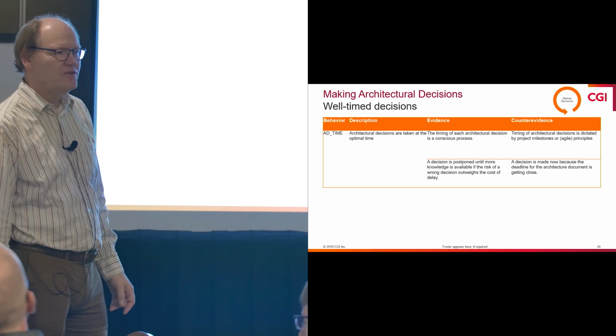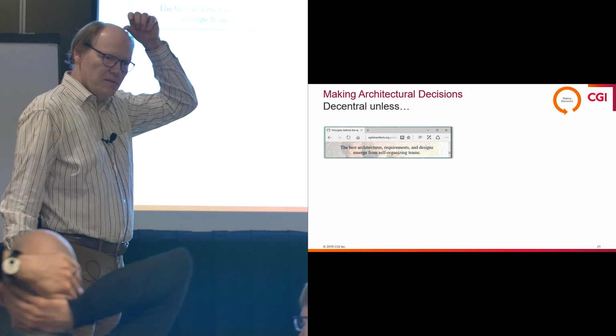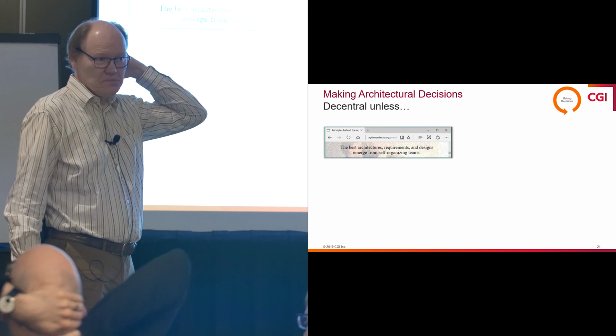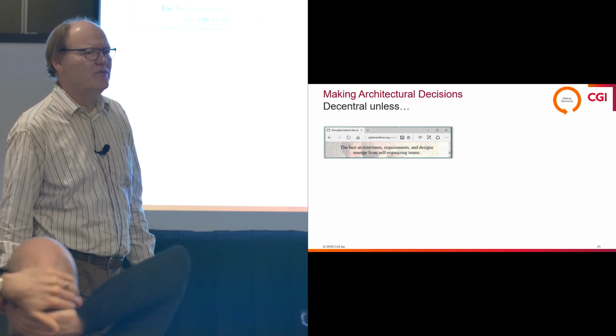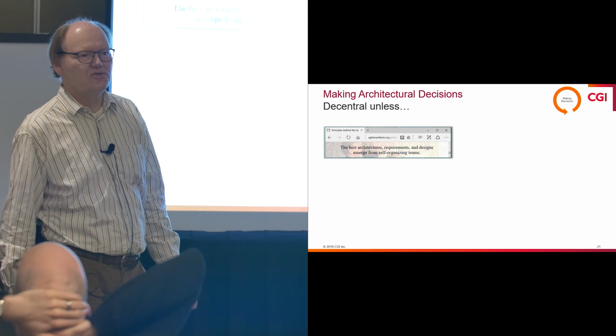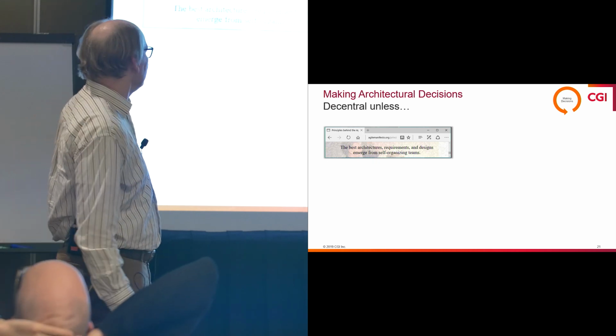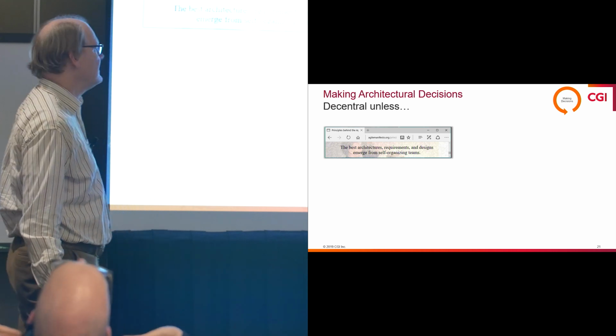Okay, let's go to the next behavior. Where are the decisions made? Well, the behavior is called decentral unless. That's a little bit biased. I think I'm going to rephrase that as the decision should be made at the appropriate level in the organization, right?